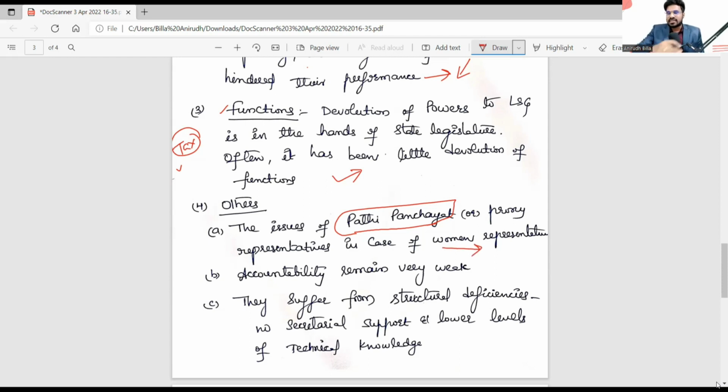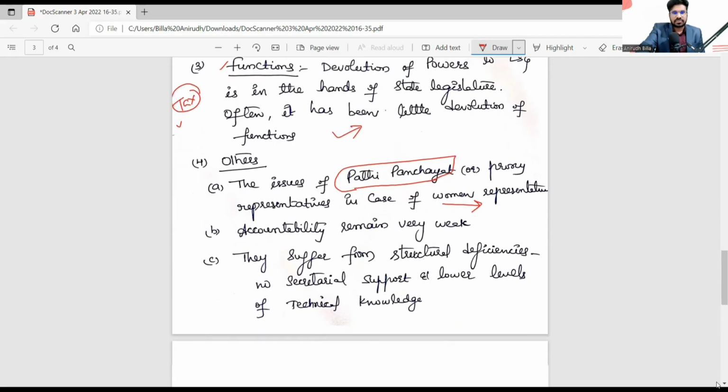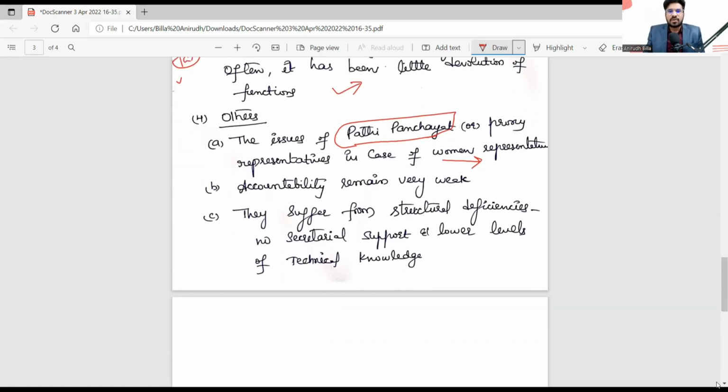I'm not saying that it is happening everywhere, guys. This is one of the issues found by many committees. The second point is that accountability is very weak. See, no person in the village or in the town goes to the sarpanch or the corporator and asks why development is not happening. They can't go and ask there. So that's why accountability is very weak. And the next point is they suffer from structural deficiencies. What are these structural deficiencies? There is no secretarial support, no staff, and even where there is staff, they have lower levels of technical knowledge.